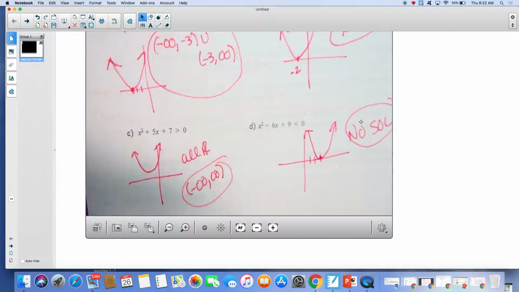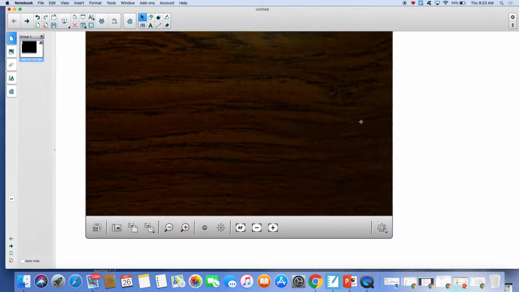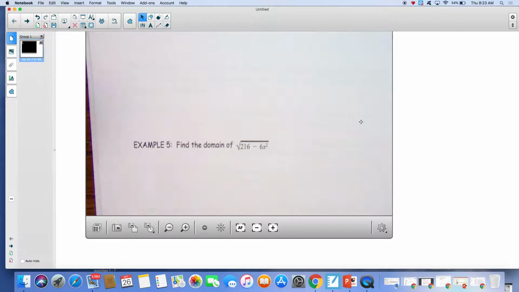Questions on these 4 graphs? I didn't take the time for you guys to put the stuff in the calculator because I think you know how to do that. Questions? All right, those are polynomial. What about rational inequalities?